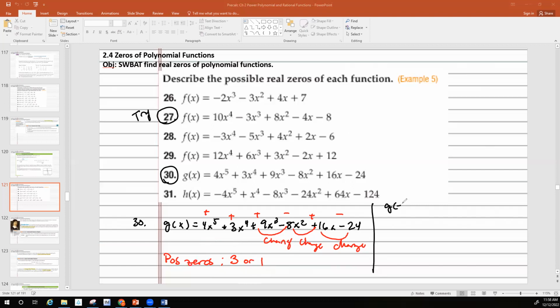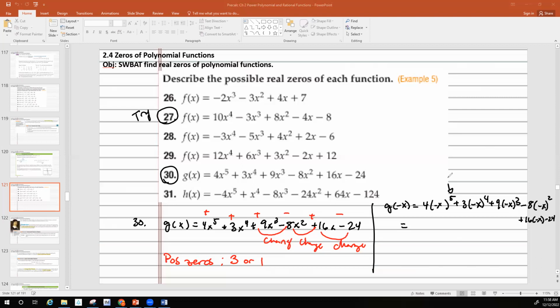So for the negatives, we want to look at g of negative x. Okay, and this one I'm going to write, so it might take a while. I'm going to replace all my x's with a negative x. Yeah, just taking a while. And there we go. So now let's change all those.